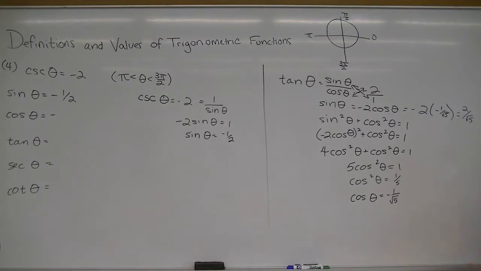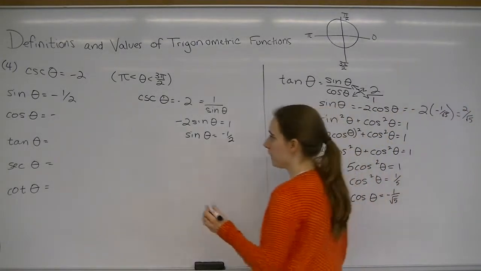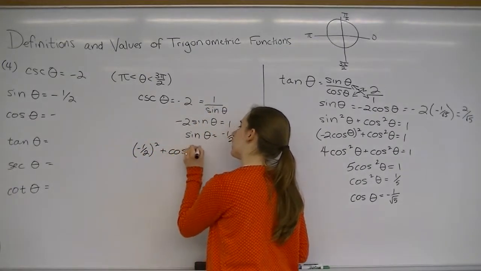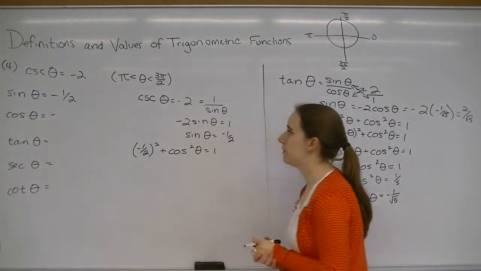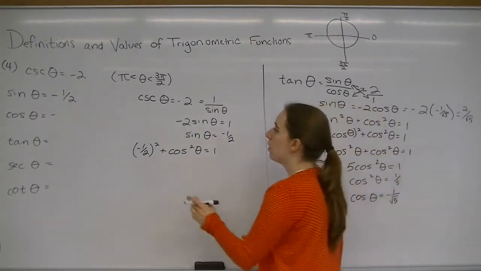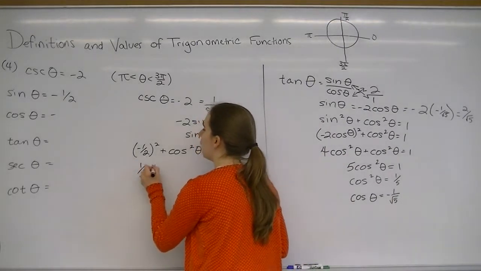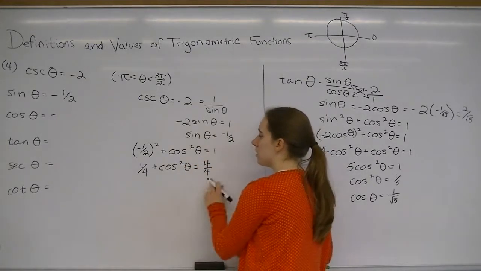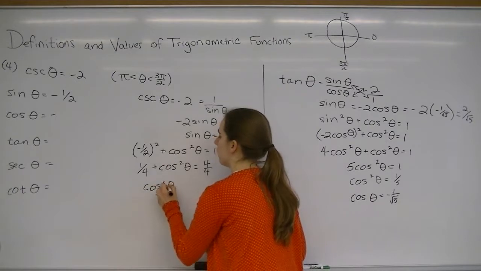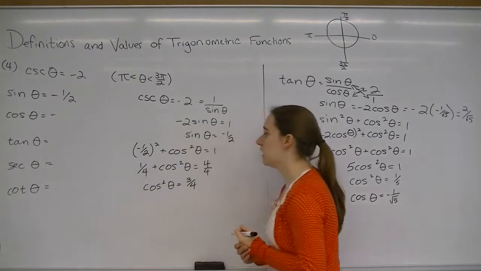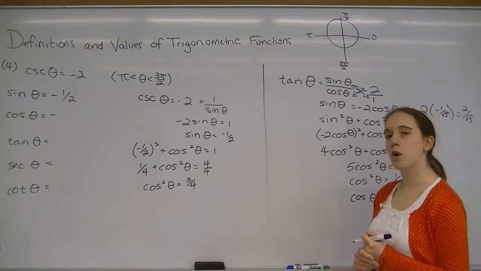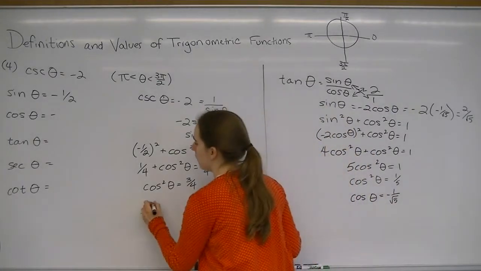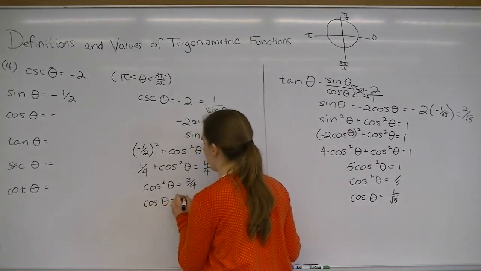Now I can go back to my original Pythagorean identity. So sine squared plus cosine squared is equal to 1. So negative 1/2 squared will be 1/4. I'm going to write 1 as 4 over 4. Subtract this from both sides. So cosine of theta squared is going to be 3/4. And then I'm expecting cosine to be negative, so I need to take the negative square root.